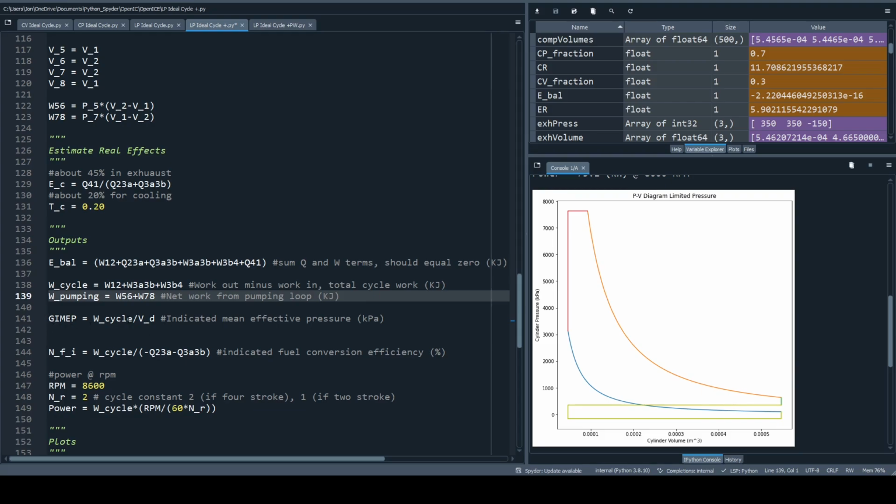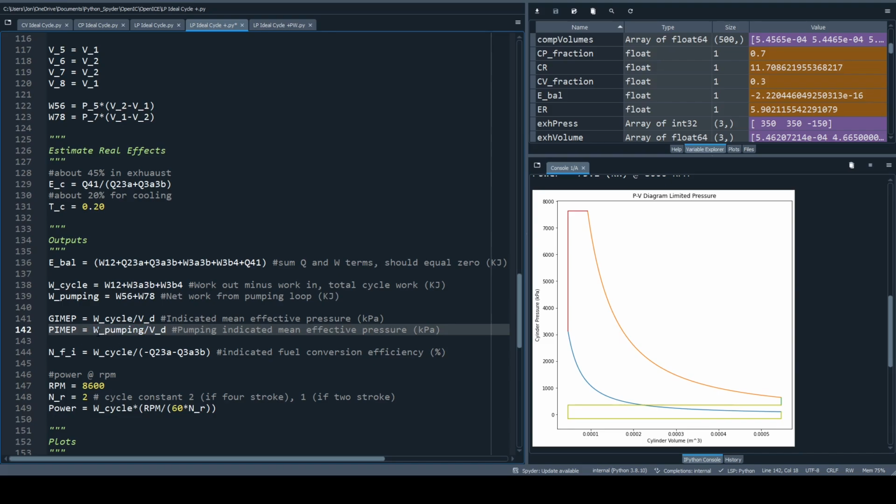So now that we have the pumping work, we can get the pumping indicated mean effective pressure, similar to how we got gross indicated. We're just going to take the work divided by the volume displaced, but instead of cycle work, it's going to be pumping work. So pumping indicated mean effective pressure is this same term. We'll actually just plug this in instead.